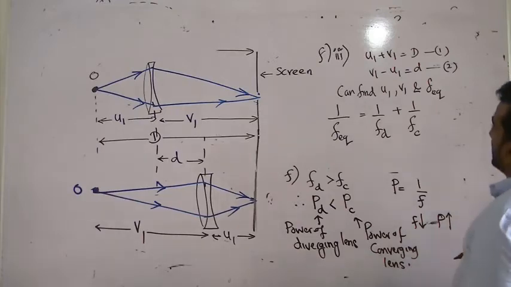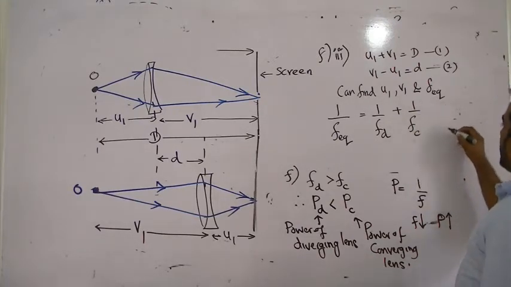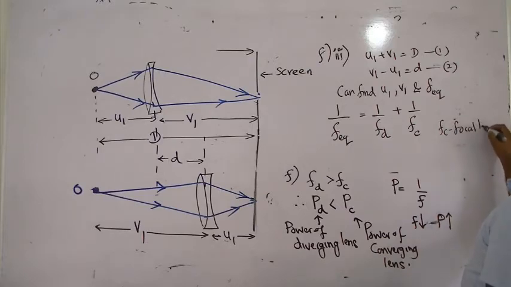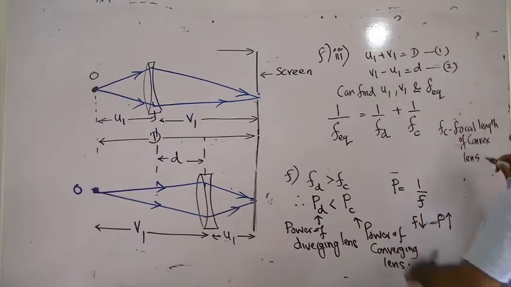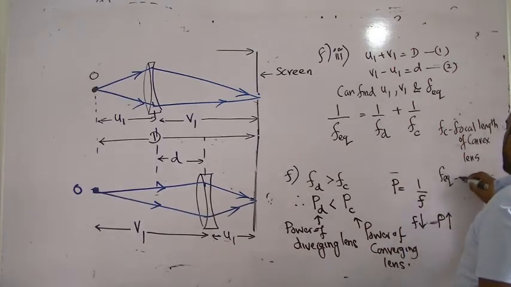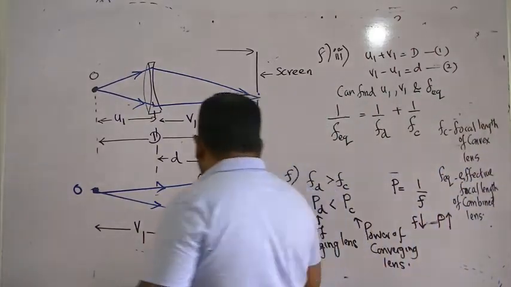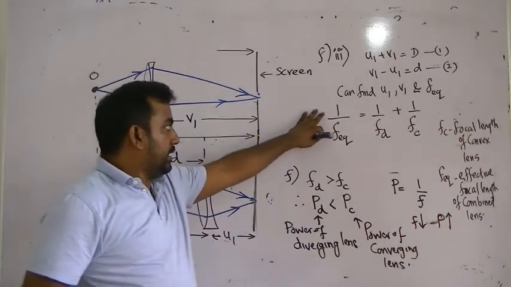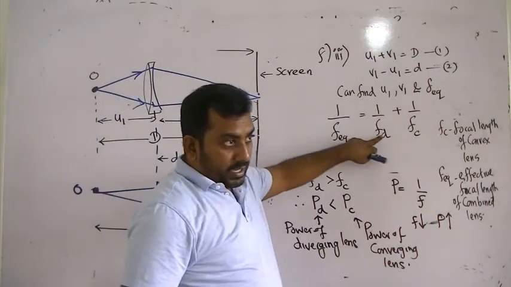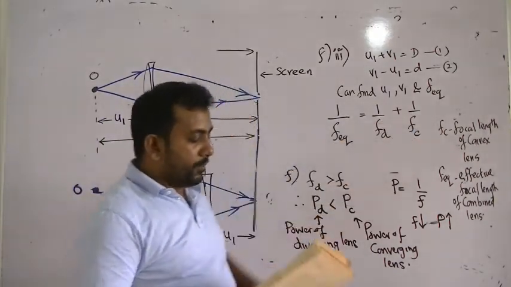So the symbols that I have used in this additional equation: FC, focal length of the convex lens, is already given. FEQ is the effective focal length of the combined lens. So these are the equations: one over the effective focal length is one over the focal length of the diverging lens plus one over the focal length of the convex lens.